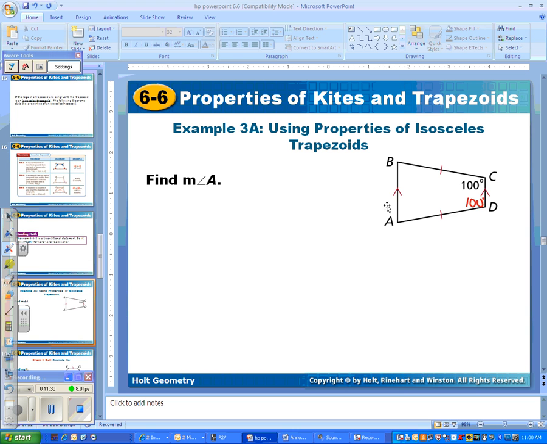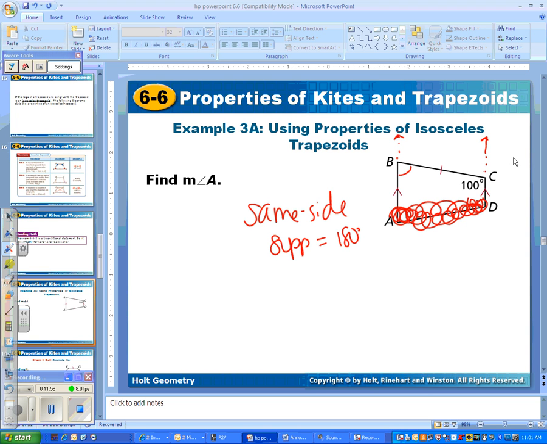Now, if you get rid of this transversal for a second, we have parallel lines. Parallel lines. Boom, boom, boom, boom. So that means everything we talked about in chapter 3 will occur in this picture. These angles are same side interior angles. So that means they're going to be supplementary, and they're going to add up to be 180 degrees. So if this is 100 degrees, that means that this has to be 80 degrees.